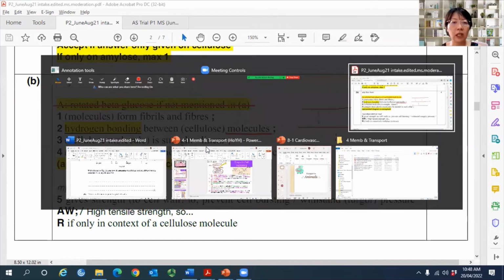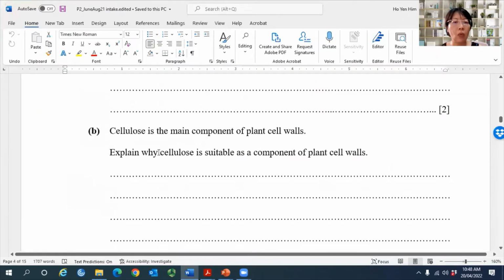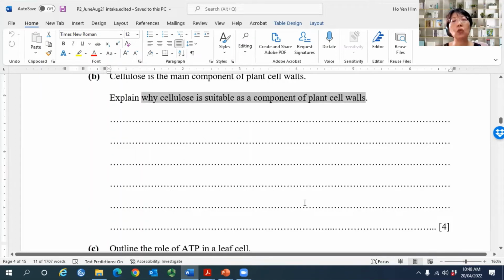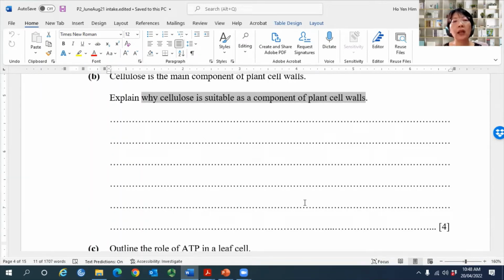Okay, next question: they ask you to describe why cellulose is suitable as a component of plant cell walls. 4 marks. So you're supposed to talk about how cellulose molecules are arranged so that they can provide high tensile strength, so that it is suitable to act as a support medium in the cell wall.